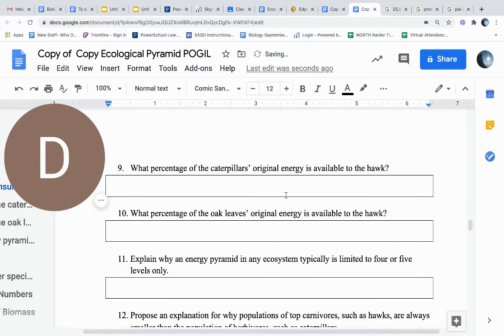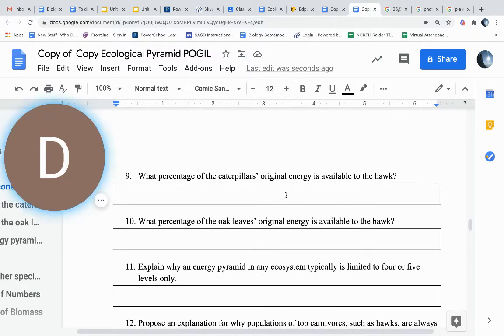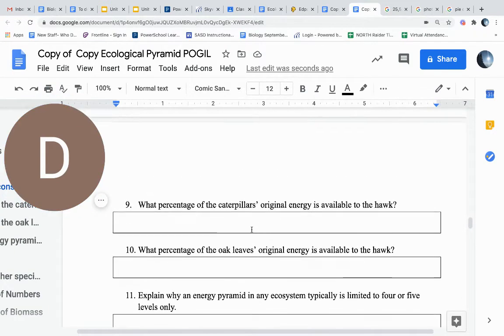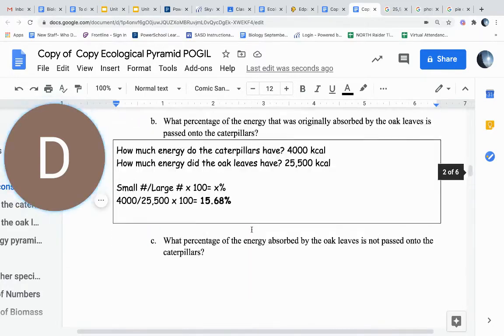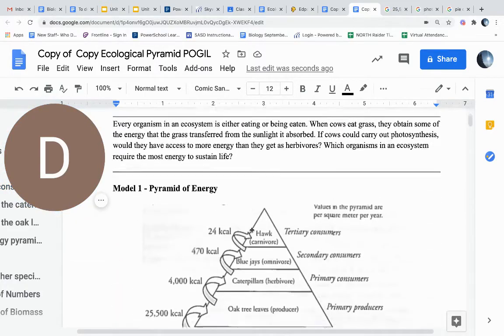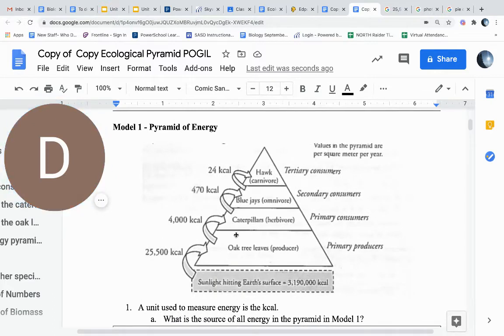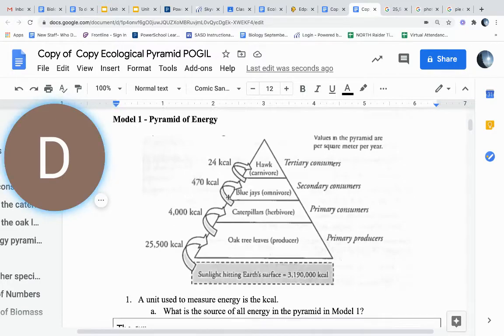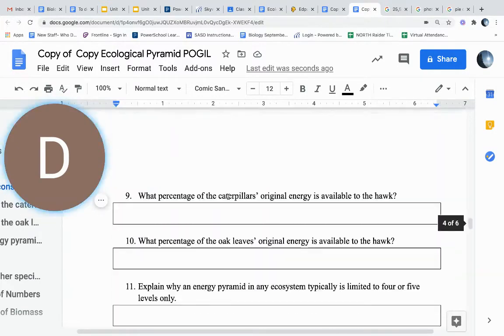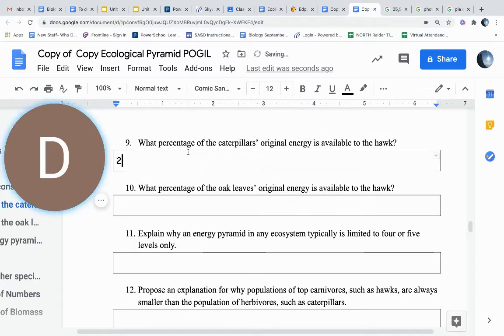Okay. 9. What percentage of the caterpillar's original energy is available to the hawk? All right. So we can talk about this. We can talk about what percentage of the oak leaves' original energy is available to the hawk. All right. So if we're looking at caterpillars to hawk, we would be calculating a little bit differently. So caterpillars have 4,000. Hawk only has 24. So we'd have to do the small number, which is the 24 kilocalories, over the 4,000 kilocalories, and that would give us a very small percent.